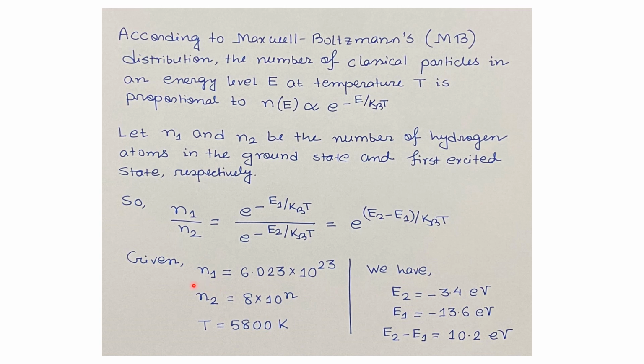Here it is given that N1 equals 6.023 times 10 to the power 23. N2 equals 8 into 10 to the power n. Here we have to find this n value. And temperature is 5800 Kelvin. And we have already from the calculation, that is E2, the energy of the first excited state is minus 3.4 electron volt. Energy of the ground state of the hydrogen atom is minus 13.6 electron volt. So E2 minus E1 is 10.2 electron volt.